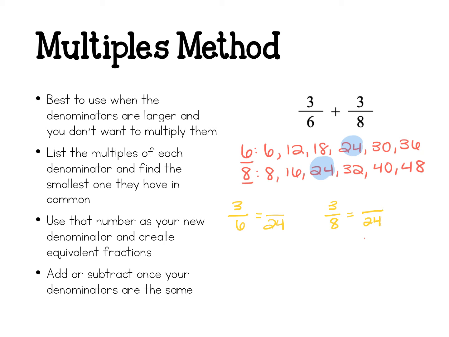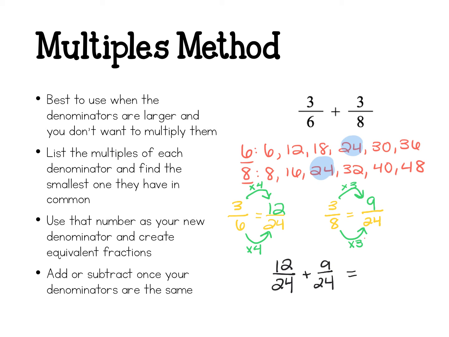Well, I know that to get from 6 to 24 by multiplying or dividing, I would have to multiply by 4, and I have to do the same thing to the numerator that I do to the denominator. To get from 8 to 24, I have to multiply by 3. So now the fractions that I'm working with are 12 over 24 and 9 over 24.